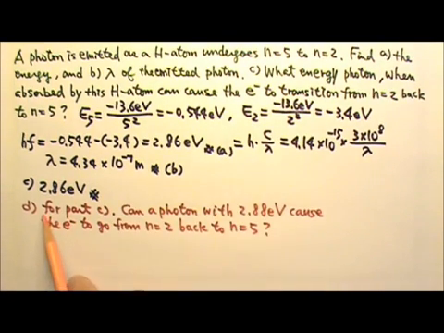Now I'm changing part C a little bit. Instead of using a photon with 2.86 eV, I'm using a photon with 2.88 eV. It has a little bit extra energy than that. Can this photon cause the electron to transition from n equals 2 back to n equals 5?